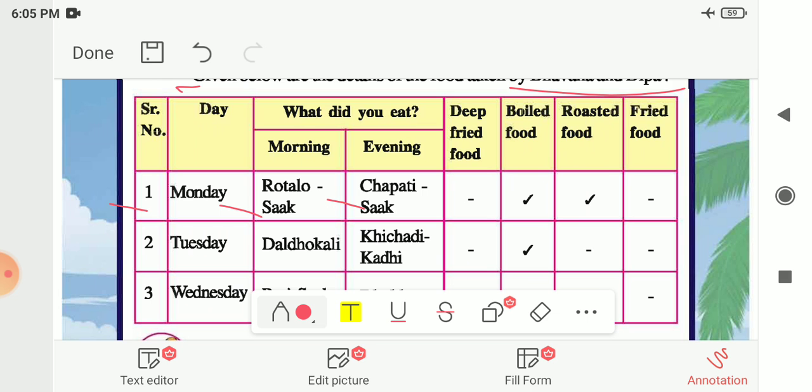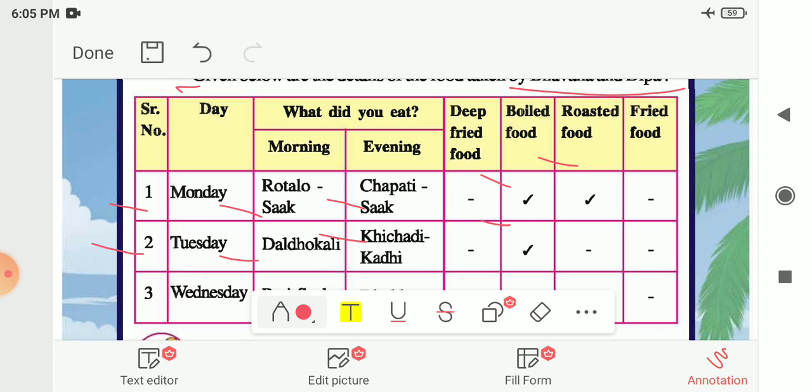And the method by which this food is prepared is boiling. So they eat boiled food. And also roasted food like rotlo and chapati is there. So the roasting method is also there. So boiling and roasting are the methods by which they prepare the food. Next, on Tuesday, in the morning they eat dal dhokli and in the evening they eat khichdi kadi. And the method by which this food is prepared is boiling.